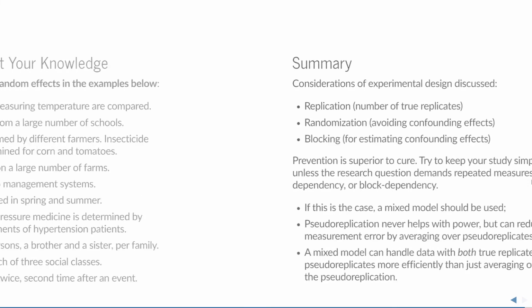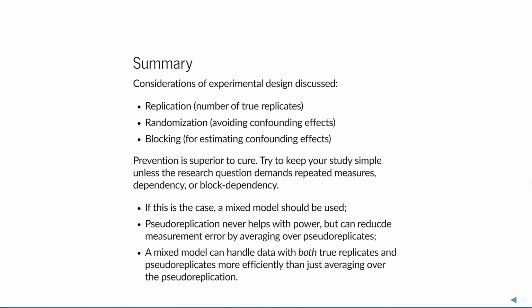All right, so in summary, we discussed some considerations of experimental design, namely replications, which is the number of true replicates. Then we talked about randomization to avoid confounding effects. Then we talked about blocking for estimating a confounding effect if it's there. We also mentioned balance, but I didn't even write it down because it's not a requirement. It's not even always possible. But if it's possible, you might want to try and achieve balance because it simplifies the study and it also adds to its power. But I think the key message of this lecture is that prevention is superior to cure.